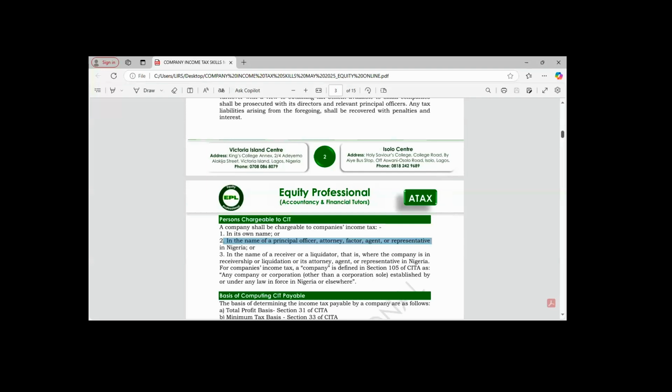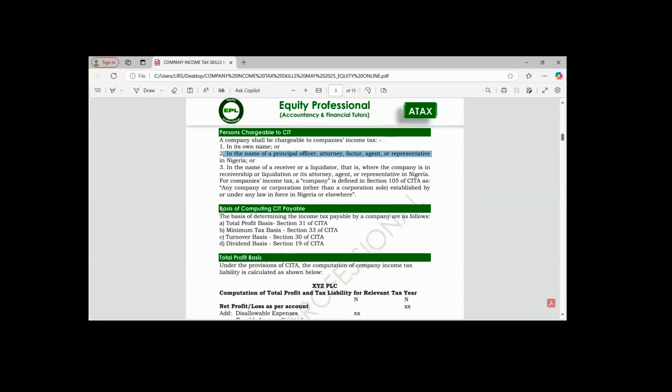After small company, we now have medium and large. For the medium and large company, what are the bases of computing company income tax, either the company is medium or large? We have four major bases of computing company income tax. We have the total profit basis, the minimum tax basis, the turnover basis, and the dividend basis. So those are the four bases of computing the company income tax for either the medium company or the large company.